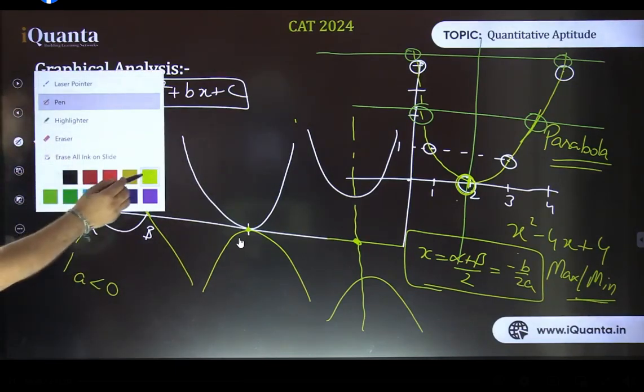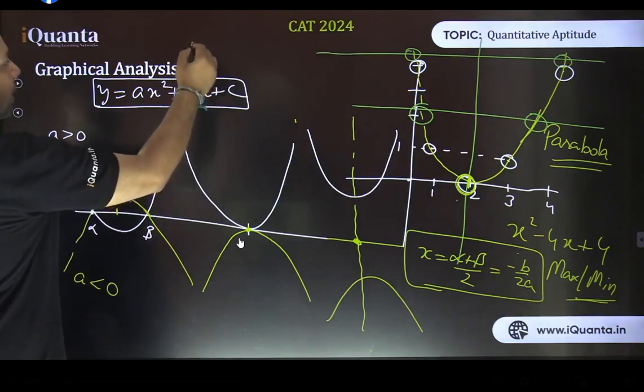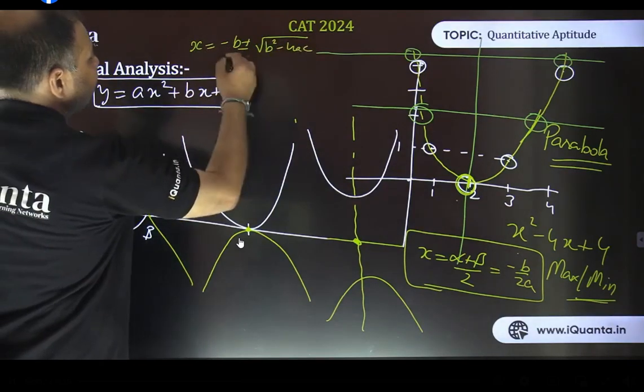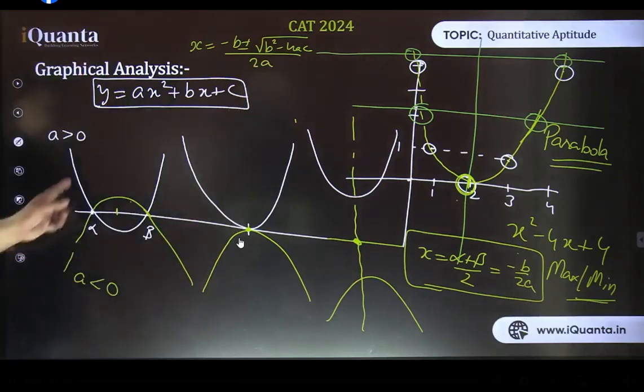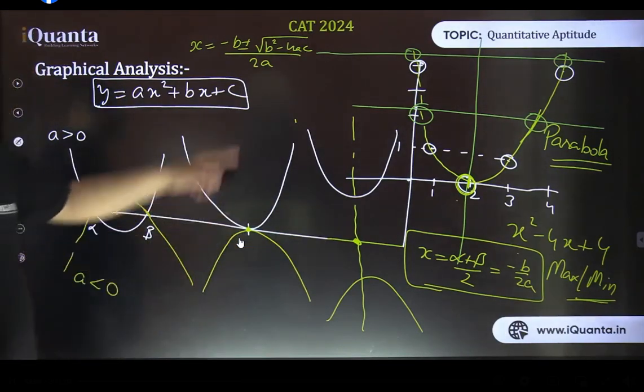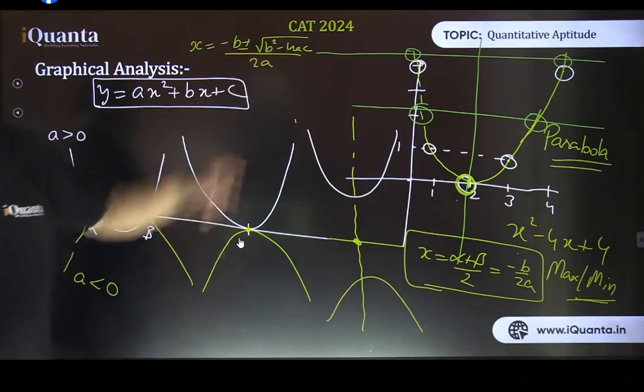So let me rewrite that quadratic expression. The quadratic formula was x equals minus b plus minus root of b square minus 4ac, by 2a, right? As we can see, whether we are going to have two roots, one root, or no root, how do we get to know? We can find it using the term inside the root, which is called the discriminant.